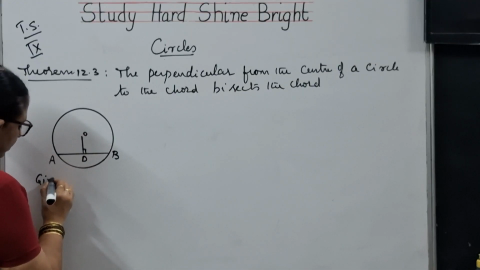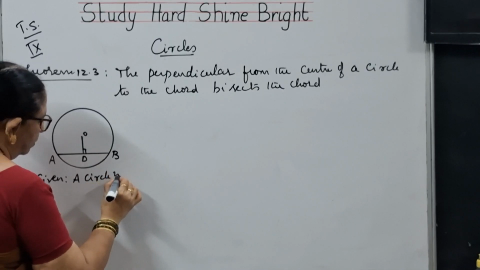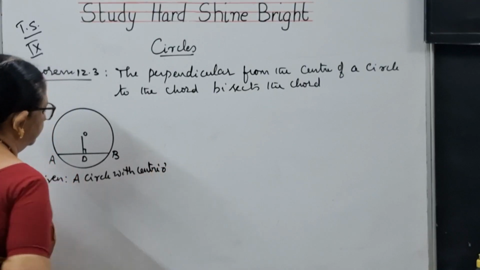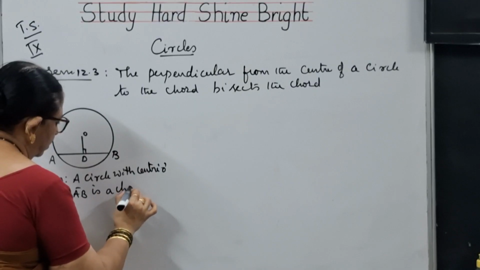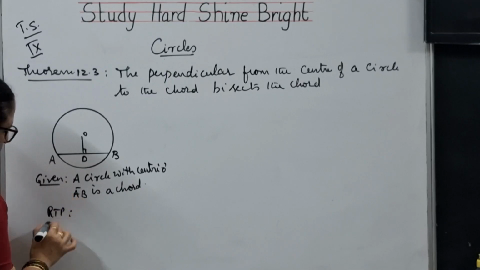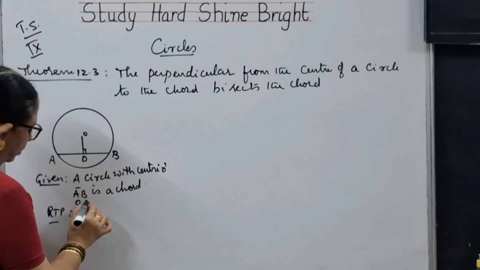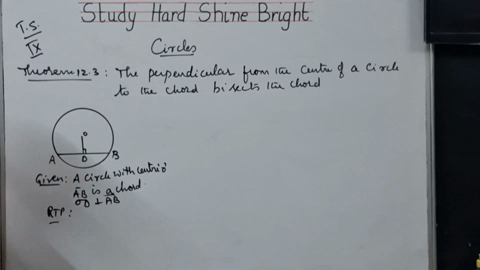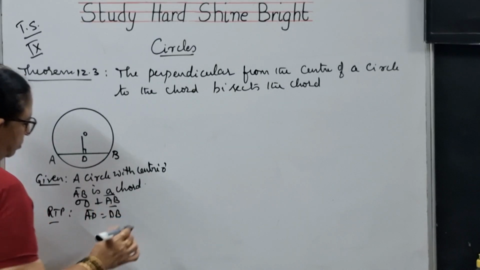So, what is given to us? A circle with center O, and AB is a chord. Also, we have got OD is perpendicular to AB. This is also given. What is RTP? We have to prove that AD is equal to DB.